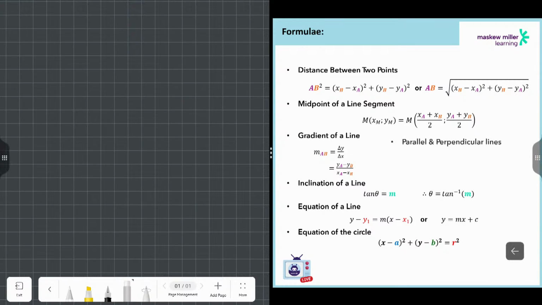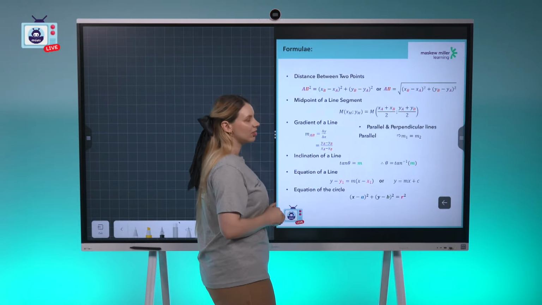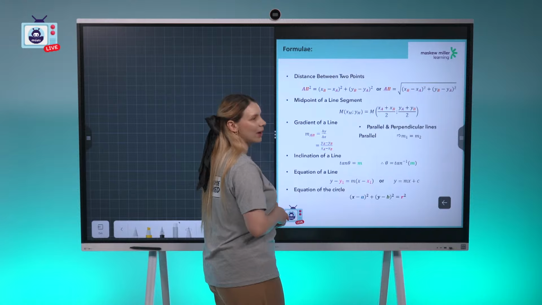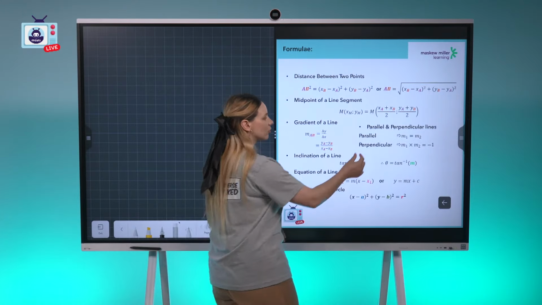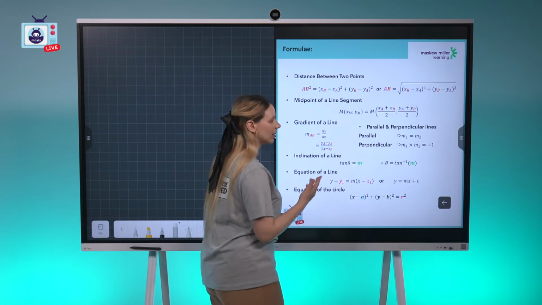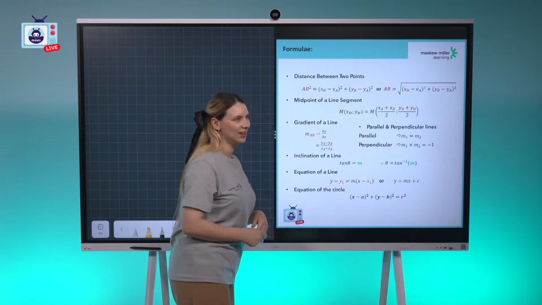The last thing I just want to put on our board here is parallel and perpendicular lines. How do we know we have parallel lines? When the gradient of line 1, m1, equals the gradient of the second line, m2. So when the gradients are equal, we will have parallel lines. How do we know we have perpendicular lines? When you multiply the gradients of the two different lines, you get a result of -1. That is when we have perpendicular lines.